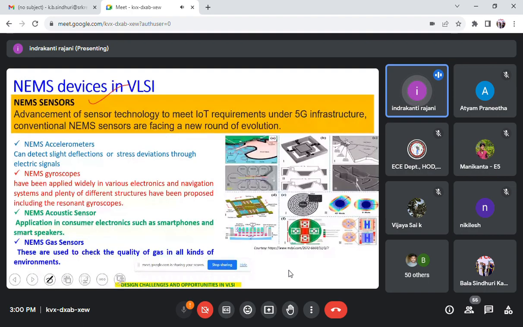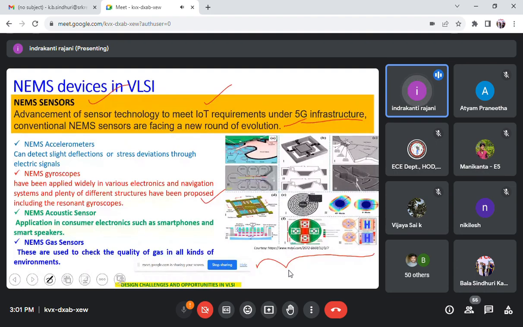And the best part of these sensors and actuators is that by controlling the material and the particle sizes, you can operate at whatever voltage you require. For example, the IoT, Internet of Things requirements under 5G infrastructure. Now this is a hot topic in the scientific community, and I have given several pictures here which use NEMS accelerometers.